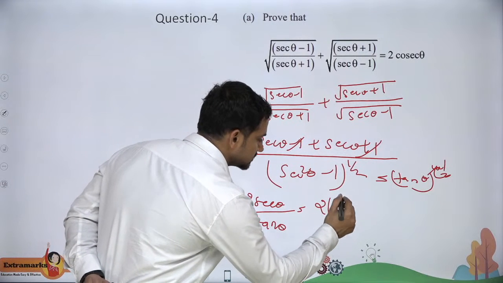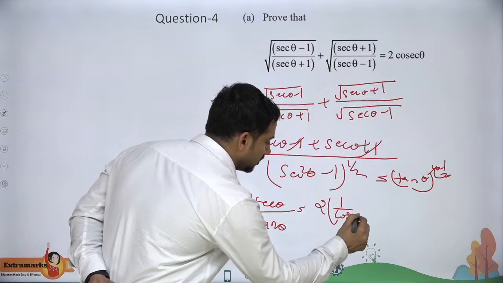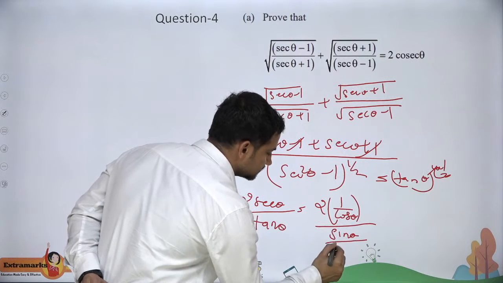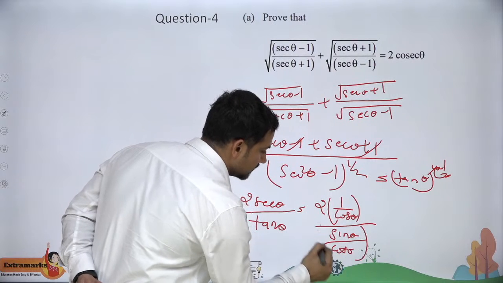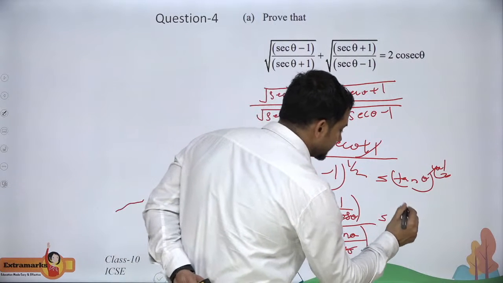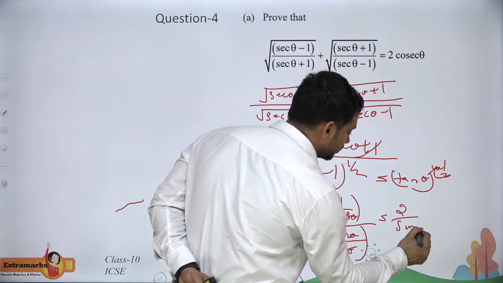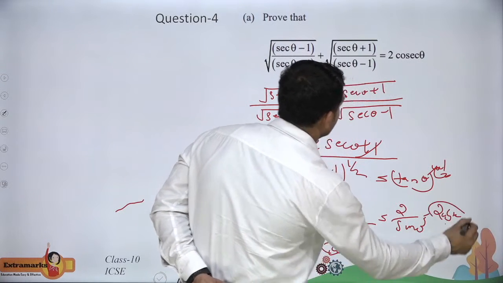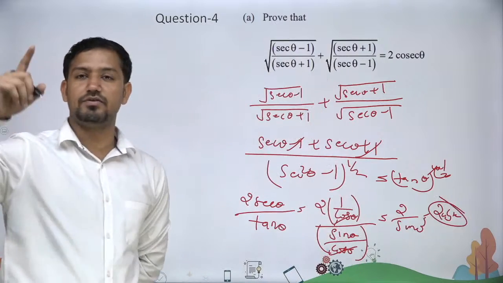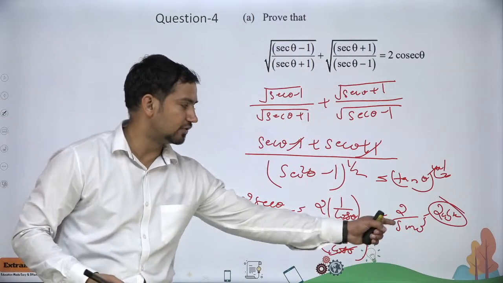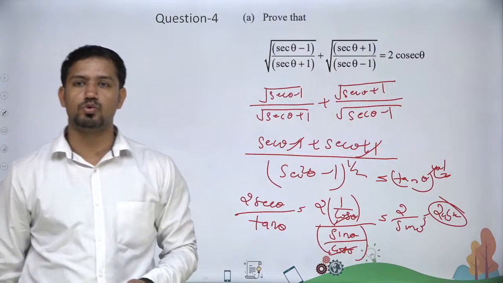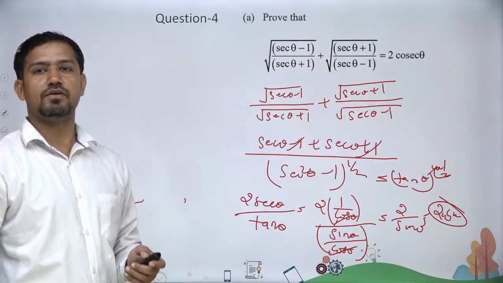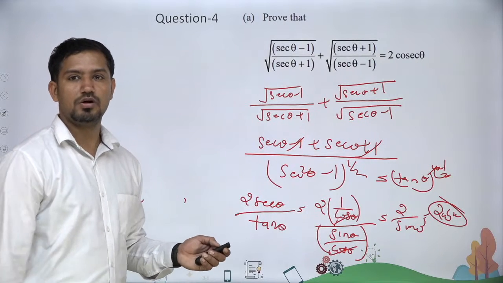Sec theta is 1 upon cos and tan theta is equal to sine upon cos. If we cancel this, then what will we get? 2 upon sine, and 2 upon sine is equal to cosec theta. So that is what we have to get, because 1 upon sine is equal to cosec theta, then we have to say that 2 by sine is equal to 2 cosec theta. Yes, any doubt? I think this question is clear to everyone. So can we go for the next one? Now, come to the next.